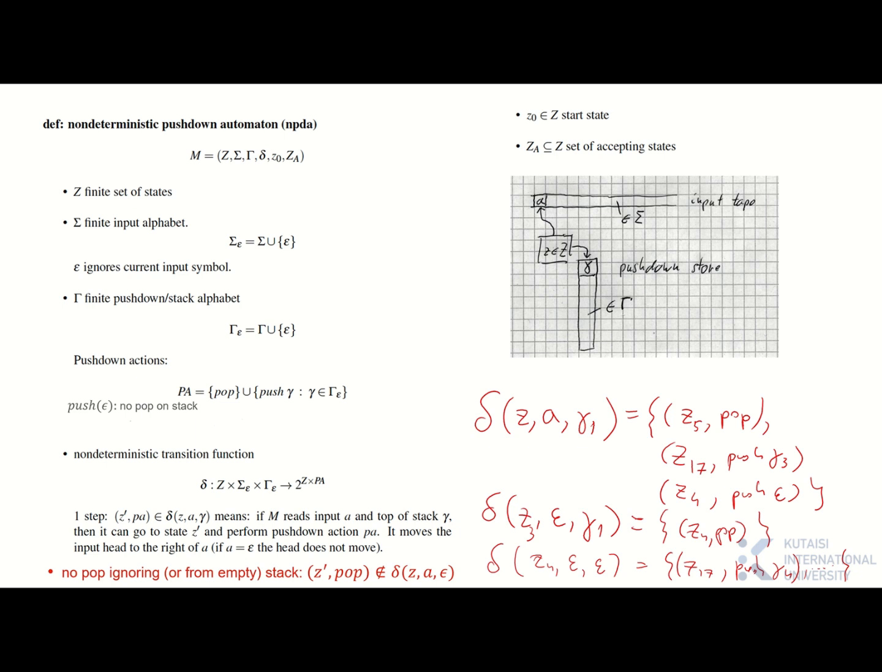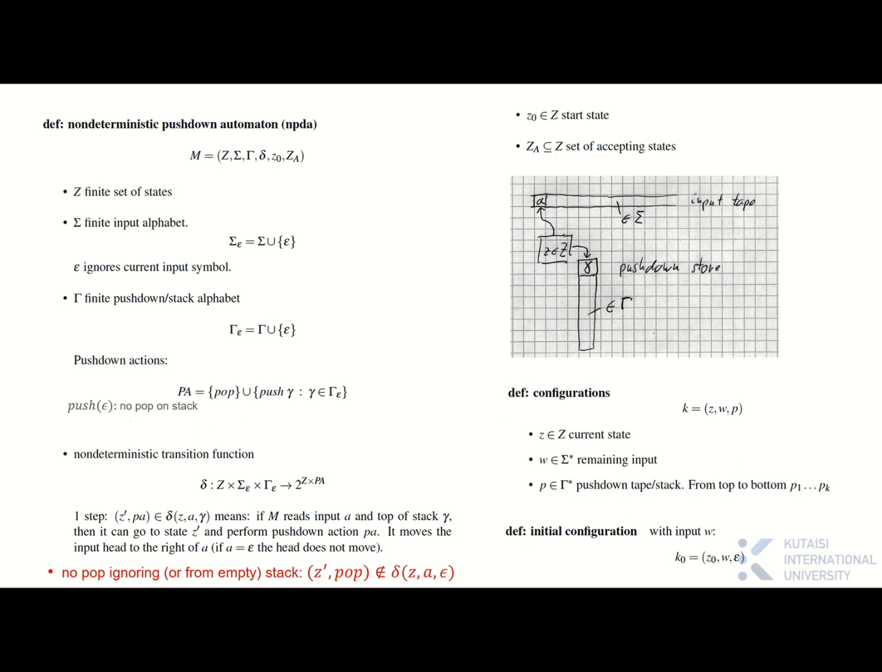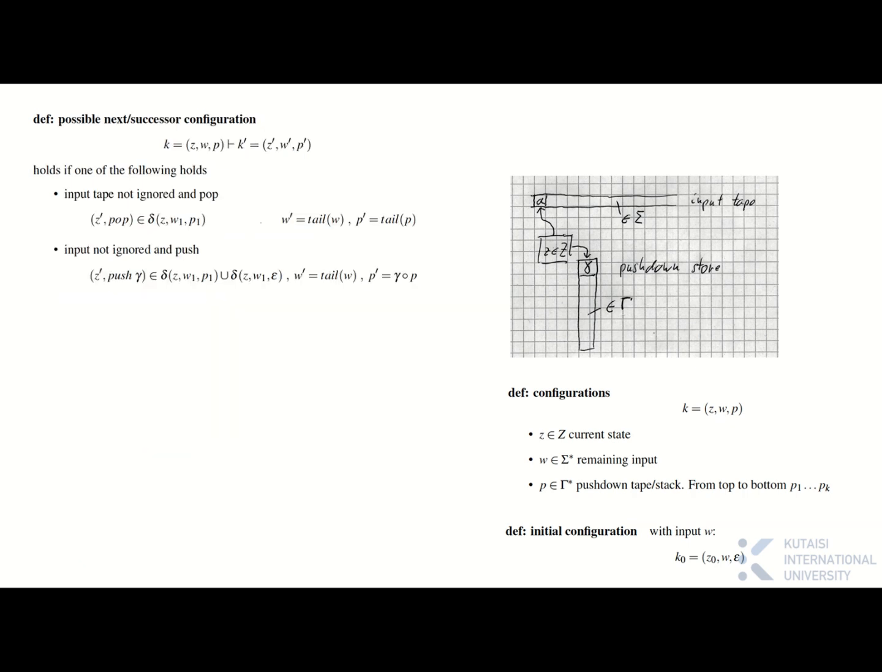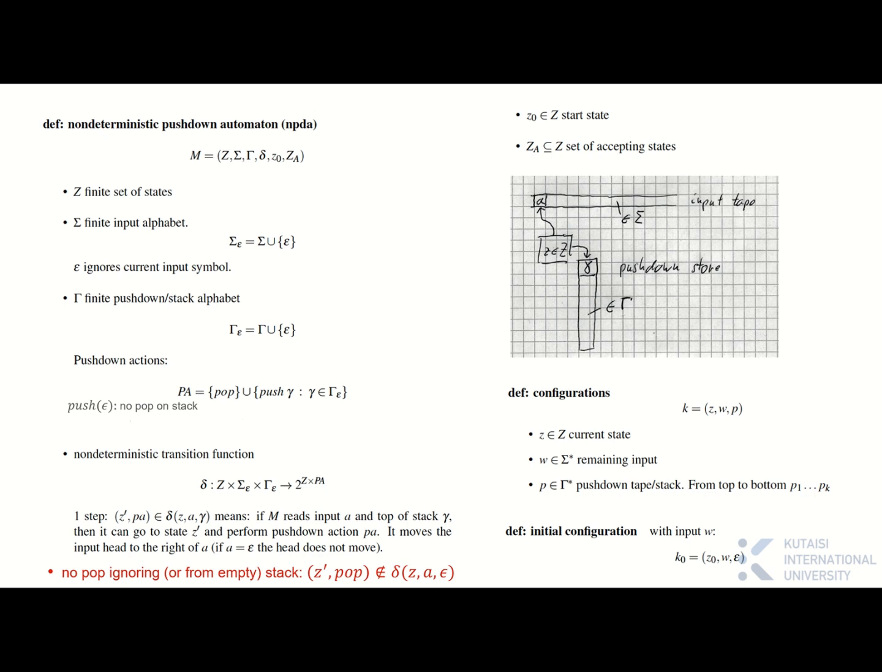Now we have to describe, or first let's say, how do we start? We don't say how to accept first. Let's first say how we start. Initially you start with a start state, Z0. You have to have a start state. By the way, I forgot to say, I have states, alphabet, tape alphabet, pushdown alphabet, transition function, start state where I start, and accepting states, as in a DFA.